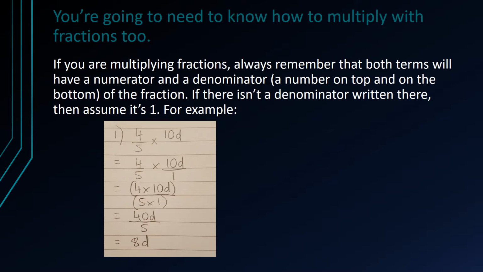And suddenly you can then say, okay, well, what's 40 divided by 5? Oh, that's 8. And then we keep our pronumeral there. So our answer is 8d.